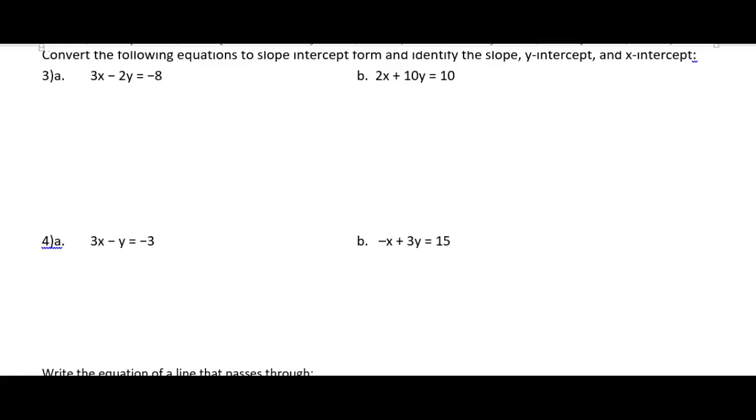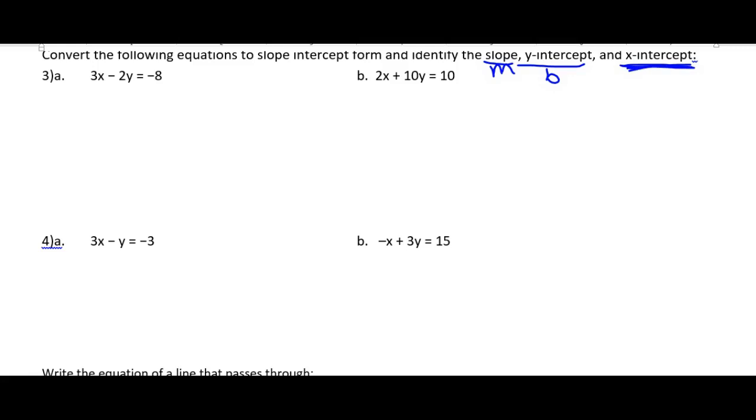Number 3 and 4, convert the following equations to slope-intercept form. That's y equals mx plus b. And identify the slope, y-intercept, and the x-intercept. Now, the slope and y-intercept are going to be in the equation. Those are your m and b. So if you can get the equation, then it really tells you the slope and the y-intercept. The x-intercept is going to be a different problem.